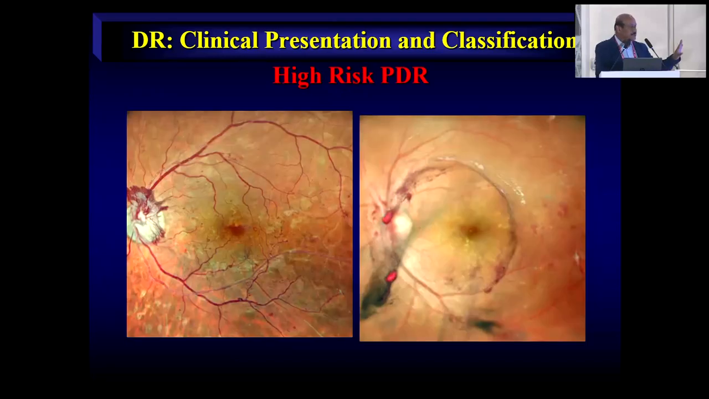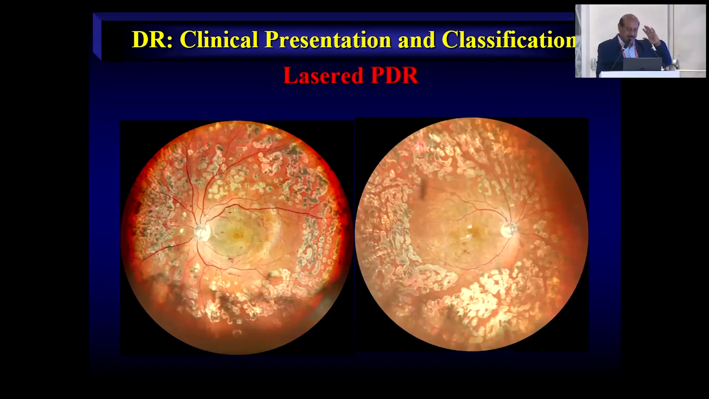Okay, this is high risk. It means you can see neovascularization of the disc, which is more than 1/3 of the disc area. So definitely it is high risk, meaning this can bleed at any time. So it should be recommended for panretinal photocoagulation as early as possible.